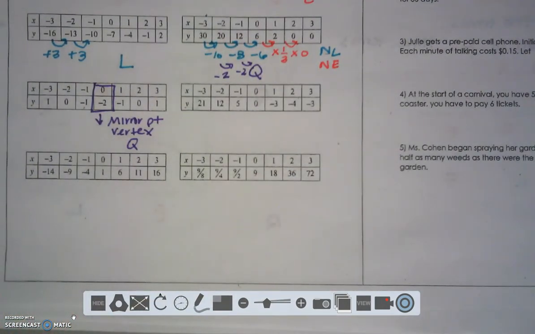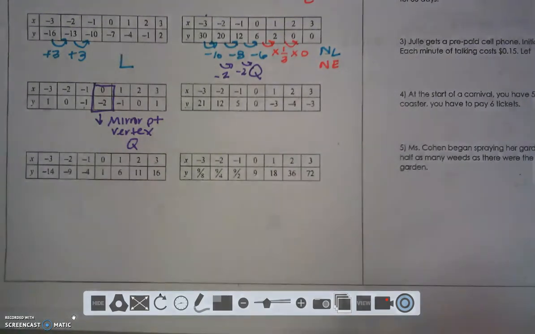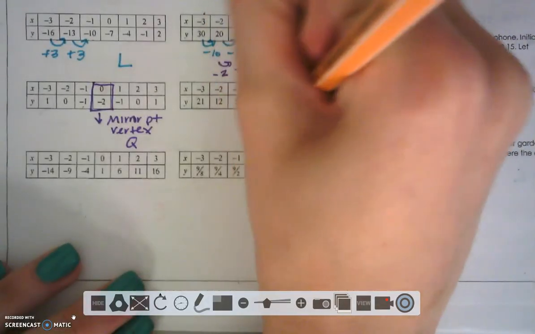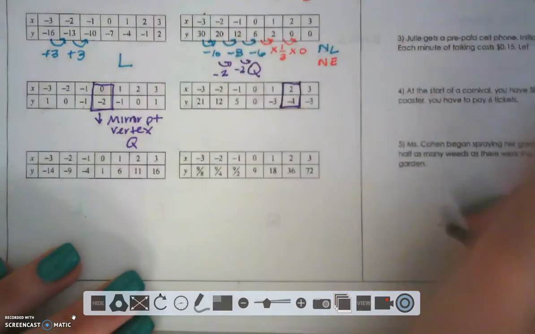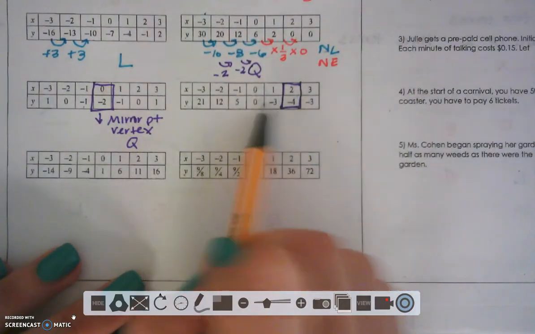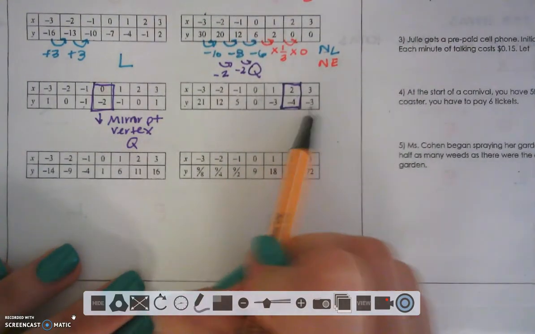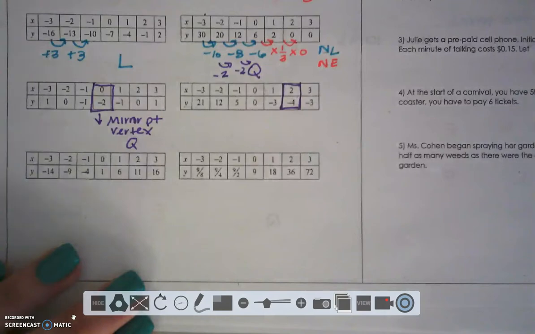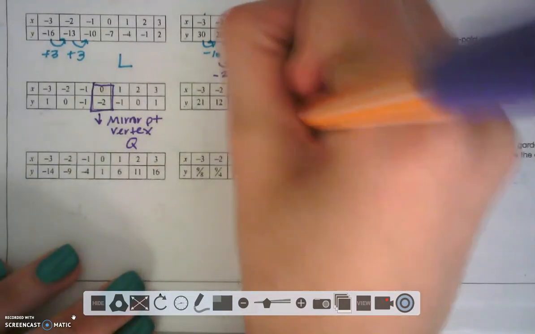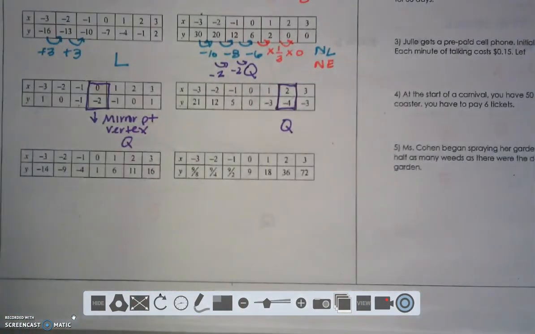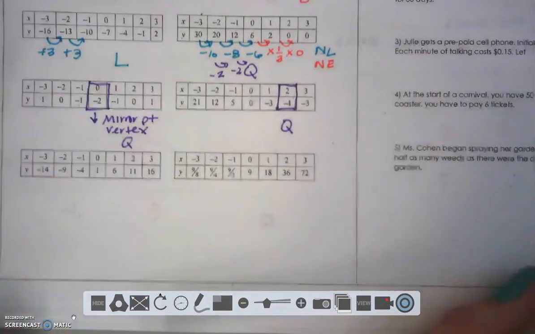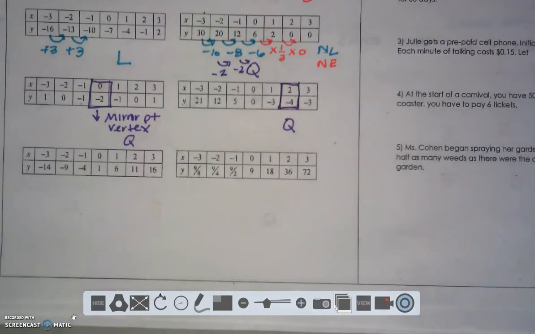Can we find a mirror point in our next example? Yes. That mirror point is at 2, 4. I get a negative 3 on each side, and I bet if our table continued, we would find more. So this is also quadratic. Can we identify our last two examples here? Are they going to be linear, quadratic, or exponential?